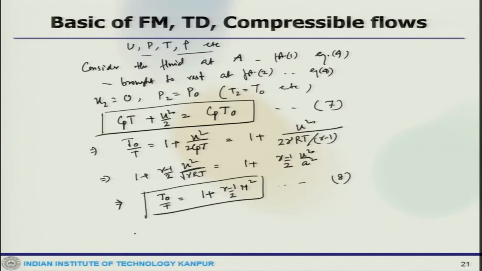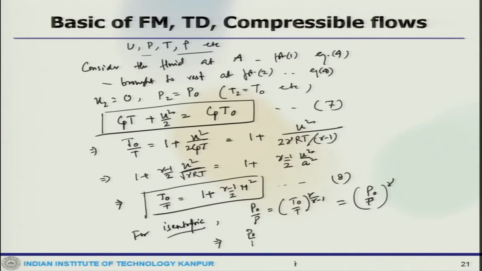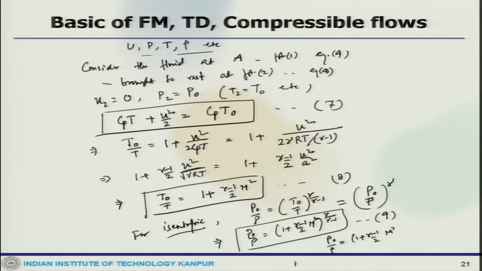Now, if we say the process is isentropic, then what we can write? P naught by P is T naught by T to the power gamma by gamma minus 1, which is rho naught by rho to the power gamma. So, this is the P, T, rho relationship for isentropic flow, and once we put it back in equation 8, this gives another relationship for P naught by P is 1 plus gamma minus 1 by 2 M square to the power gamma by gamma minus 1, which is 9, and another one on density, rho naught by rho is 1 plus gamma minus 1 by 2 M square to the power 1 by gamma minus 1, which is 10. So, all these relationships we get.